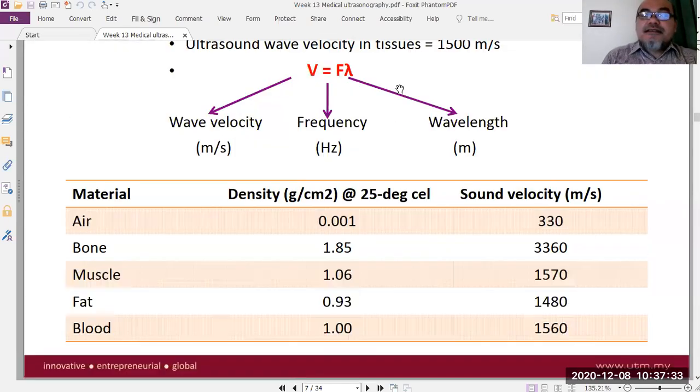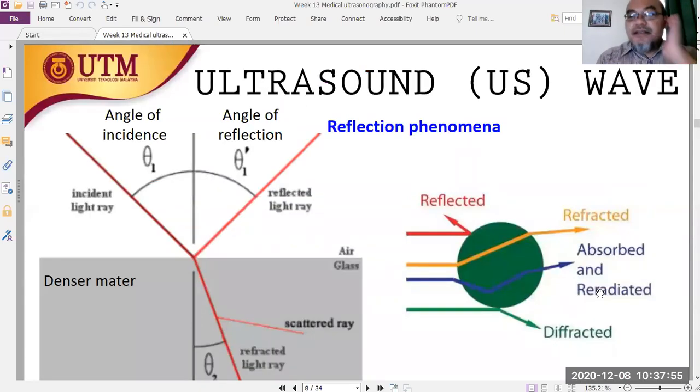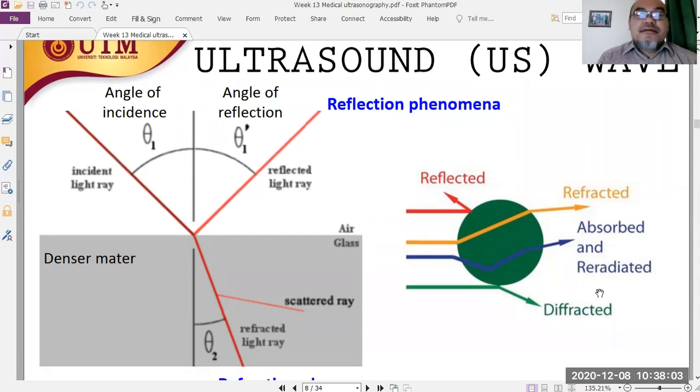So basically, this is one of the characteristics which is being exploited in ultrasonography, because ultrasound has different velocities across the different tissues in our body, and they will reach the transducer at different times. It will be scattered differently at different tissues, and this can then be reconstructed as an image. Okay, so this is similar to the wave phenomena when it travels between materials or media having different density.